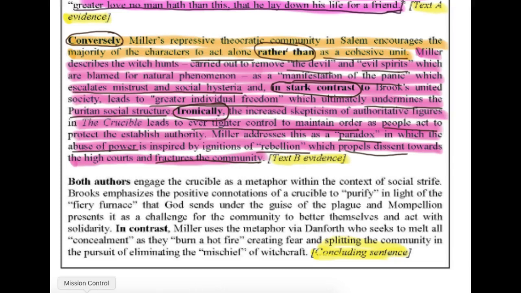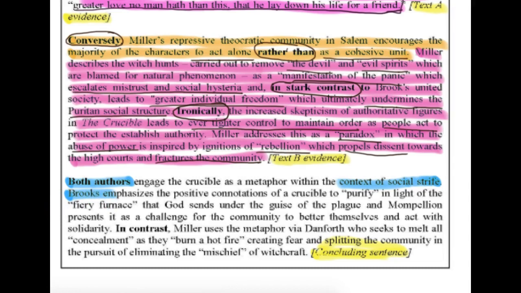Okay, so again, quite a sophisticated use of language, but let's not get too worried about that. Let's just have a look at the key parts of this. Here, we are summarizing the body paragraph by looking at an overview. Both authors engage the crucible as a metaphor within the context of social strife. So here we're coming back to this idea of community in crisis or conflict. And then we look at each author.